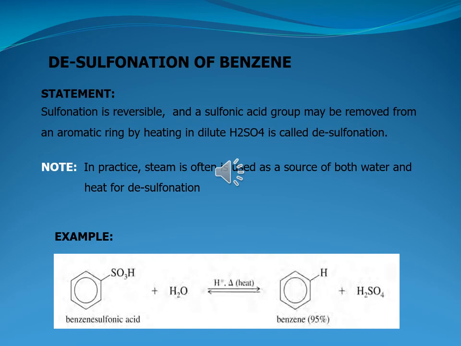Desulfonation of benzene. Sulfonation is reversible and a sulfonic acid group may be removed from an aromatic ring by heating in dilute sulfuric acid, generally called desulfonation. In practice, steam is often used as a source of both water and heat for desulfonation. You can see in the example, benzene sulfonic acid is treated with dilute sulfuric acid. In the presence of mild heating, we again obtain the benzene molecule, in 95% yield, by the removal of sulfuric acid as a byproduct.